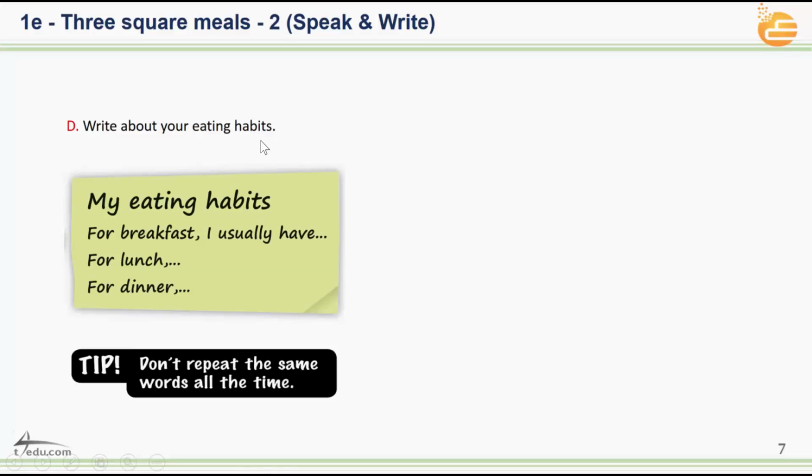D, write about your eating habits. So we have now to make sentences. We want to learn how to make sentences about eating habits. For example, we can say, this is the title, my eating habits. For breakfast, I usually have omelette. I usually have, for example, cereals. I usually have, whatever you have. For lunch, I usually have. For dinner, I usually have. And try to continue the sentence with something that you have.